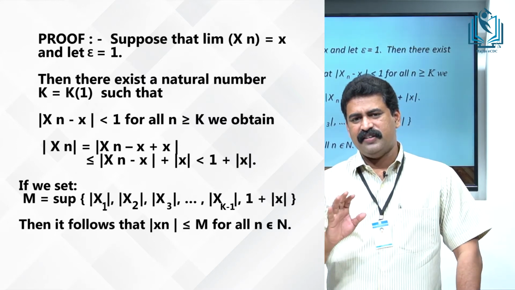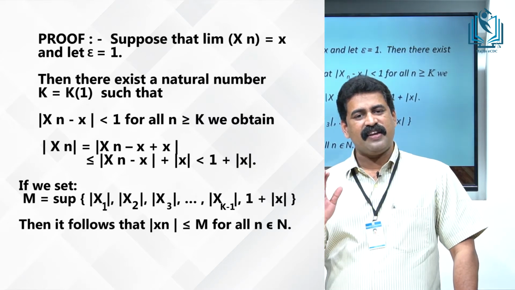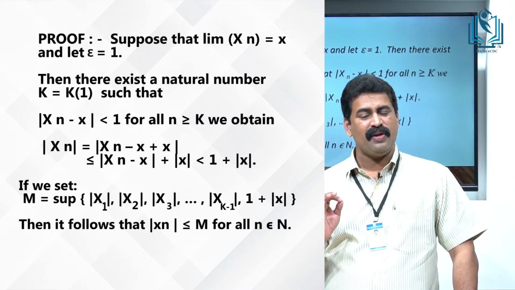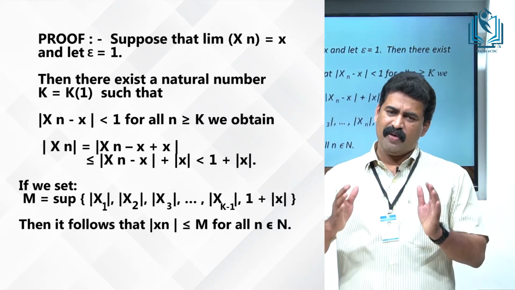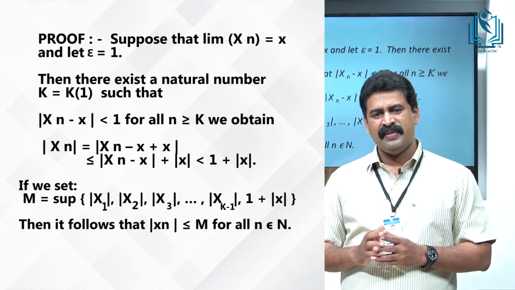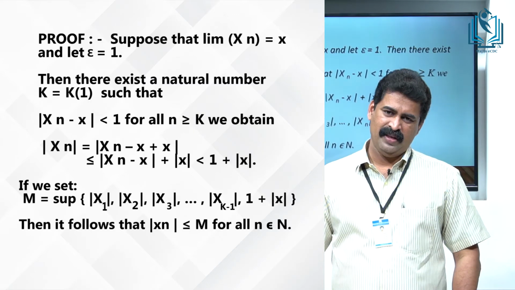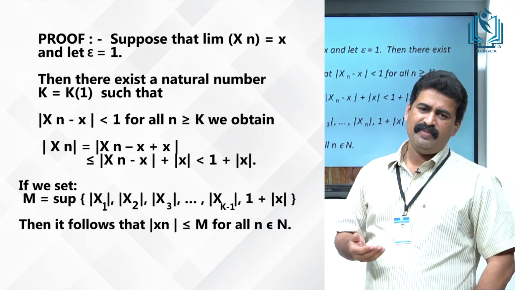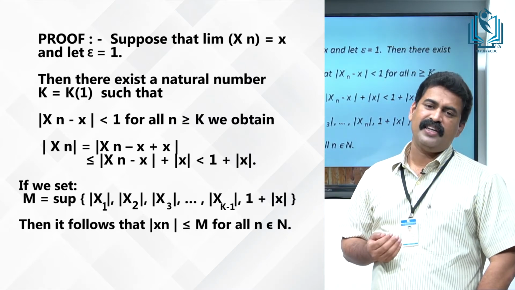The statement of the triangle inequality is modulus a plus b is less than or equals modulus a plus modulus b for all a, b belong to R. a, b are two real numbers. That means the modulus of first term plus second term is less than or equals modulus first term plus modulus second term. Here we take xn minus x as the first term and x is the second term. So we apply the triangle inequality.